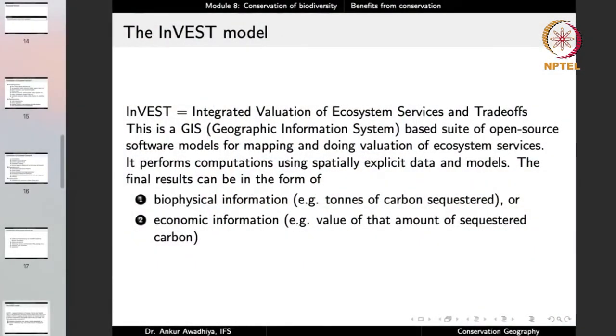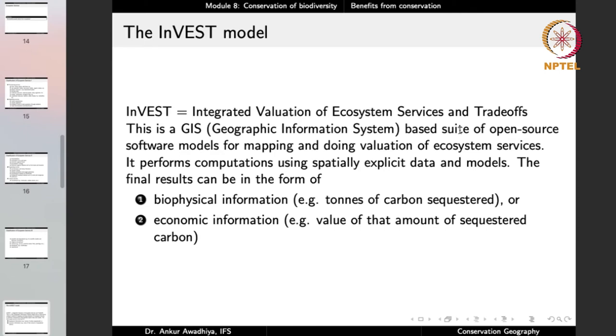If there is a forest that is being diverted to, say, create a mine, and this mine would provide a total of, say, 100 crores of rupees to the economy in the form of jobs, in the form of raw materials. But if the forest by itself is providing services worth 500 crores, in that case, you will probably not want to divert the forest into a mine. But to make this decision, it is important to do a computation of the various ecosystem services that are being provided. So models such as the INVEST model permit us to make these computations, and INVEST is a GIS-based suite.